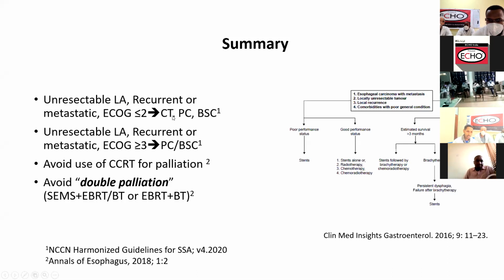We have chemotherapy, palliative care, and best supportive care as options. But if the performance status of the patient is very poor, like 3 and above, we can only provide palliative care, like supportive care and pain management. So that's what we can do. And we have to avoid the use of concurrent chemoradiotherapy for palliation, for the reasons that I discussed earlier.